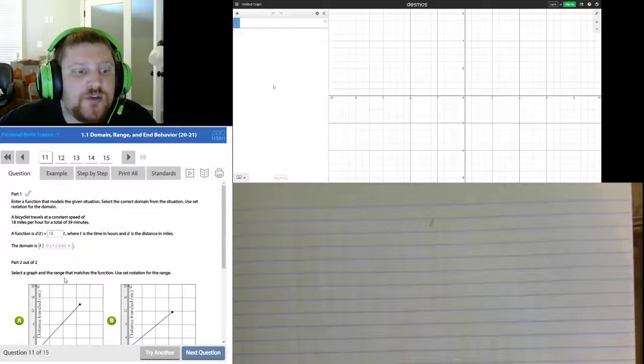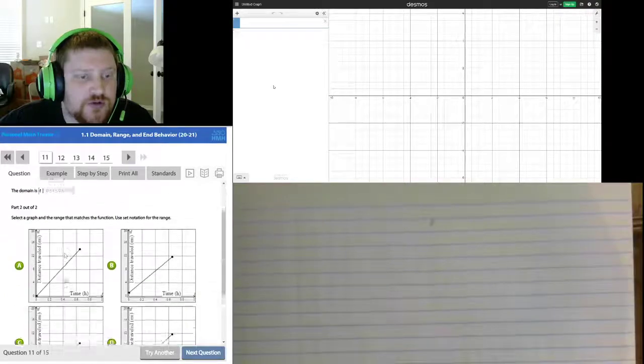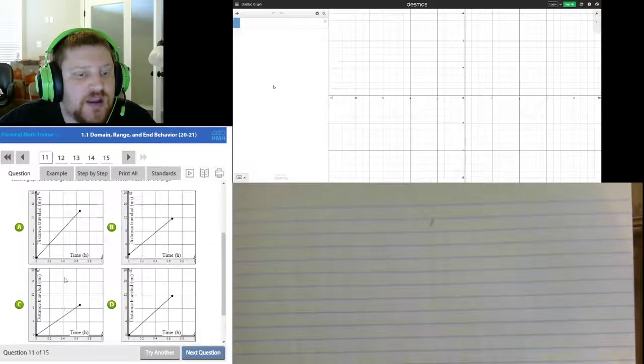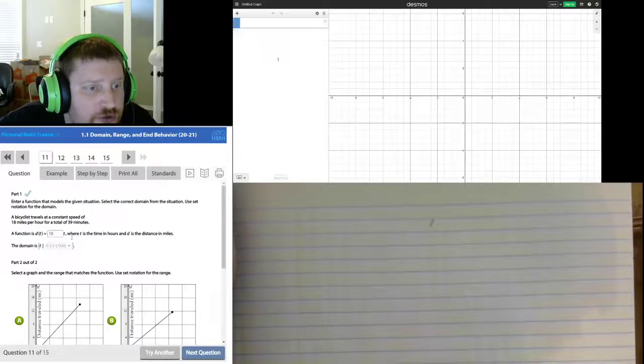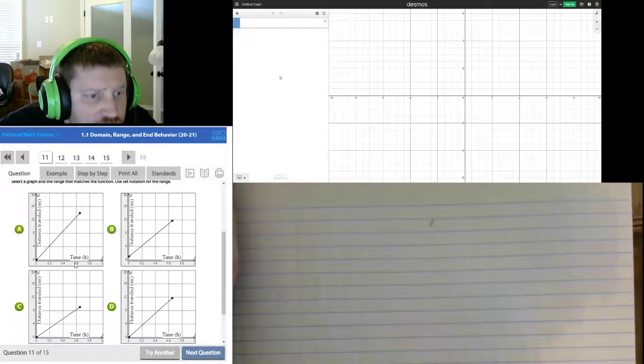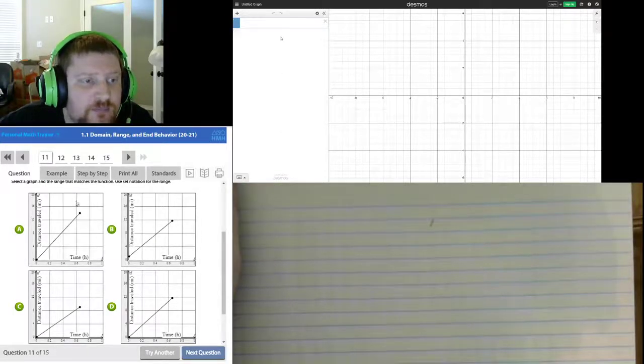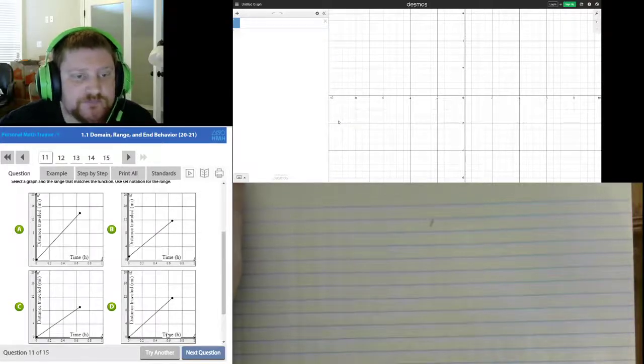Select a graph and the range that matches the function. Use set notation for the range. So in this case, we said up to 0.65. This is 0.6, this is 0.6, this is 0.6, this is 0.6. So it looks like all of these are correct.